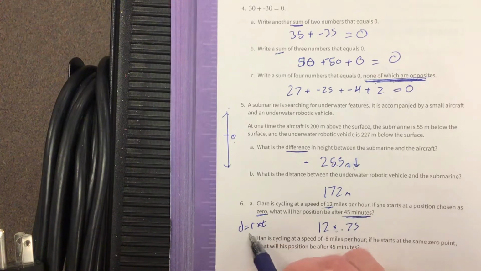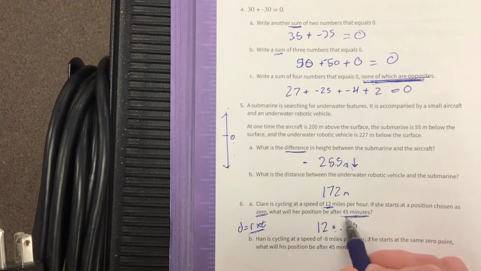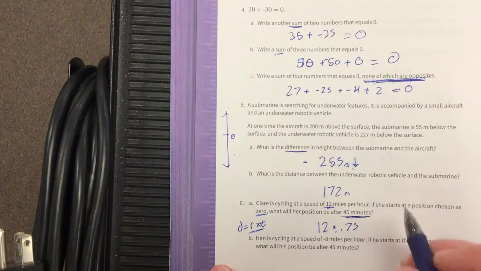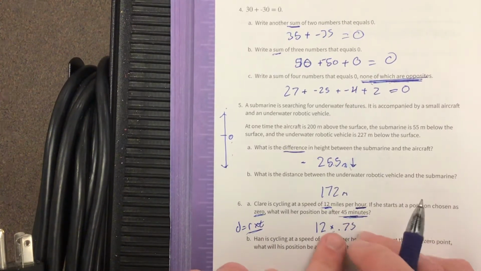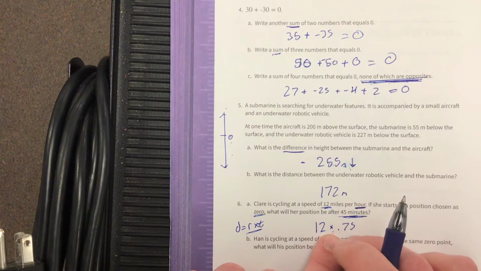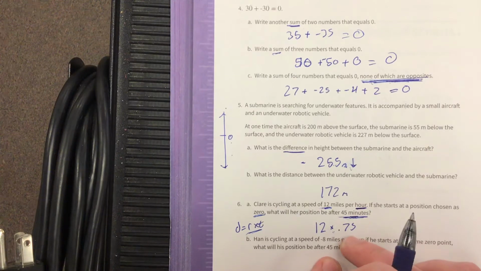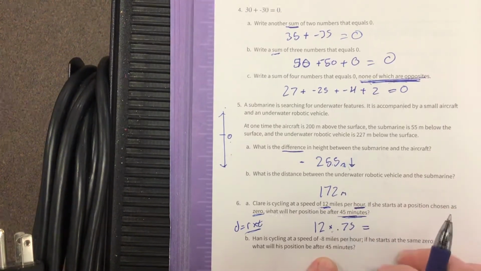We set up A together. We said we were going to take our rate times our time. So our rate was 12 miles an hour, and our time was 45 minutes. But remember, we have different labels here. We have hour and minutes. So we had to convert 45 minutes to hours, which would be 3/4 of an hour, or 0.75. So that's why we're multiplying by 0.75. So what did we get for A?